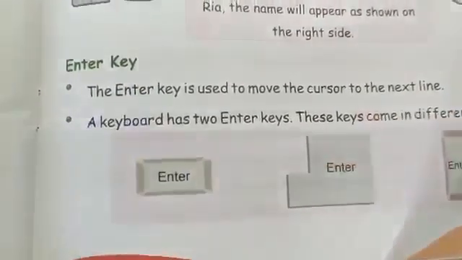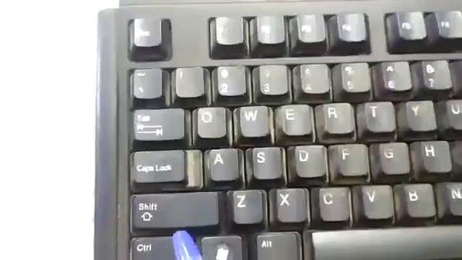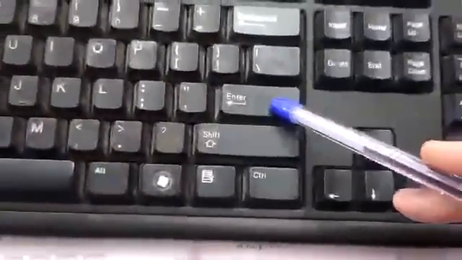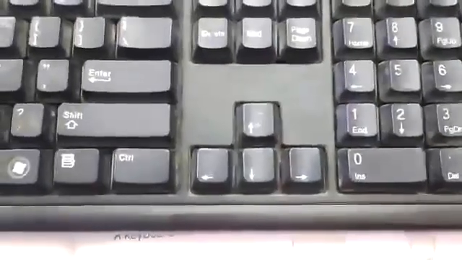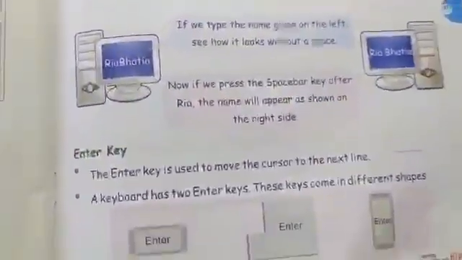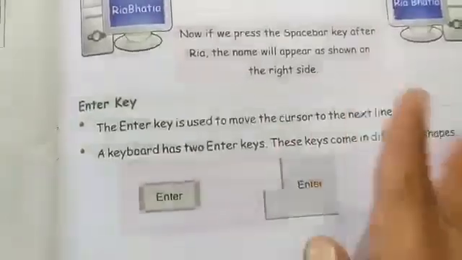A keyboard has two enter keys. As you can see here, there are two enter keys. One is here and second one is here. And they are of different shapes. इनकी जो शेप्स होती हैं वो डिफरेंट होती हैं. How many enter keys are there? There are 2 enter keys on the keyboard and they are of different shape.